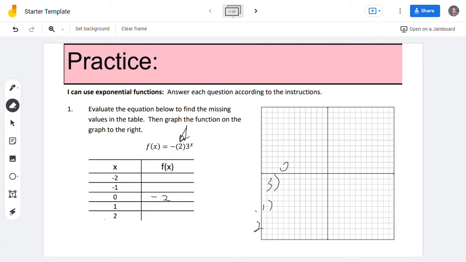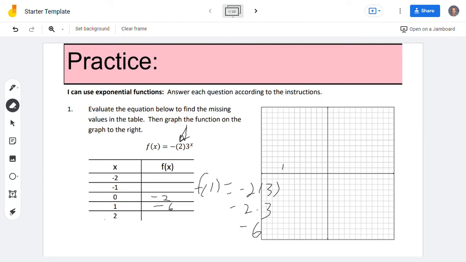The next one that we're going to plug in right here is 1. So we'll do f of 1 this time. f of 1 equals negative 2 times 3 to the power of 1. 3 to the power of 1 is 3. So we're going to end up doing 3 times negative 2. 3 times negative 2 is negative 6. So here we have negative 6.